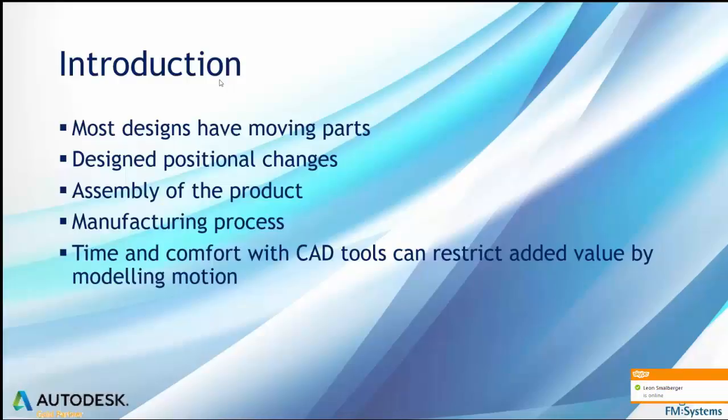This is also sometimes part of a manufacturing process. If you're designing tooling, you can see the maximum and minimum positions that things can move, to check whether whatever you're trying to generate will fit within those tolerances. And finally, there's the time and comfort of being able to use the CAD tools to restrict the modeling in motion, so you don't have components sitting all around the show.